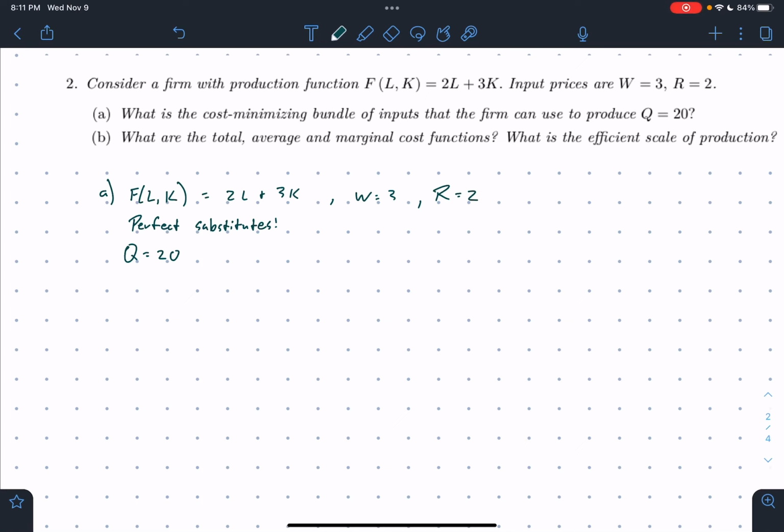So what we want to do is look at the MRTS between L and K. This is the marginal rate of technical substitution. So this is the derivative of f with respect to L divided by the derivative of f with respect to K. If we just take these derivatives, I'm going to get 2 over 3. Now, in order to be minimizing the cost, I want to compare this with the ratio of prices.